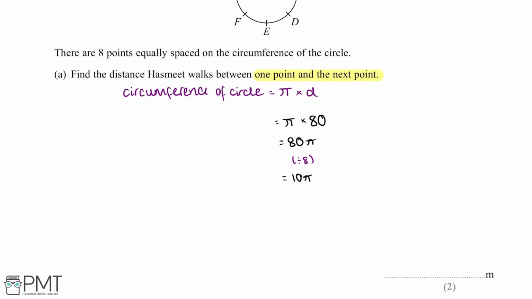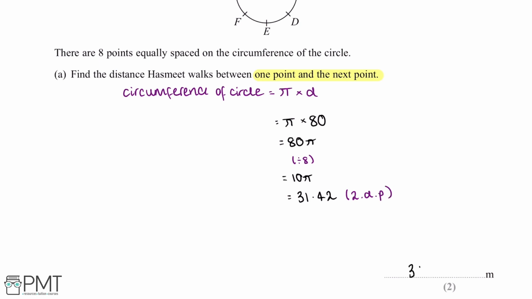Now we can leave our answer as 10 pi, or we can rewrite it as a decimal by pressing the change button on our calculator. And this will give us an answer of 31.42 to 2 decimal places.